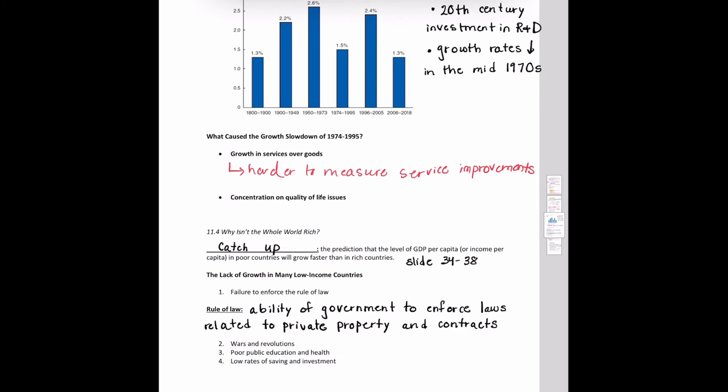Alternatively, another argument is that the concentration on quality of life issues, including health and safety, environmental issues, and education. Because these things were being focused on, there was a shift away from measuring the actual goods and services included in economic growth, because of the concentration on quality of life issues that, again, are more difficult to measure improvements in.